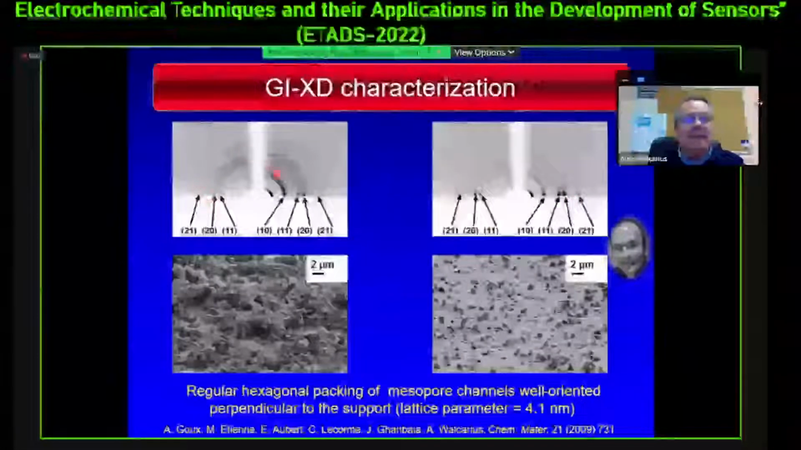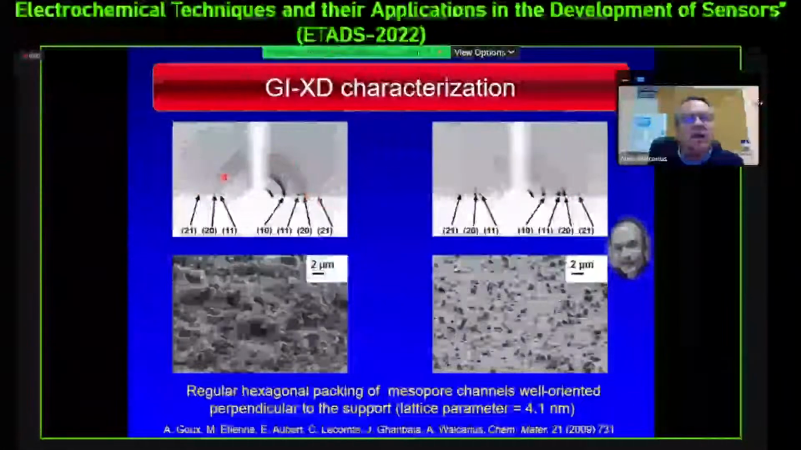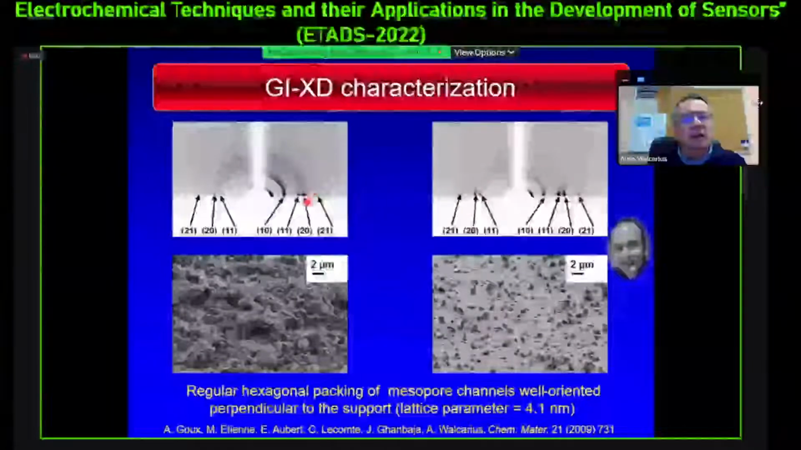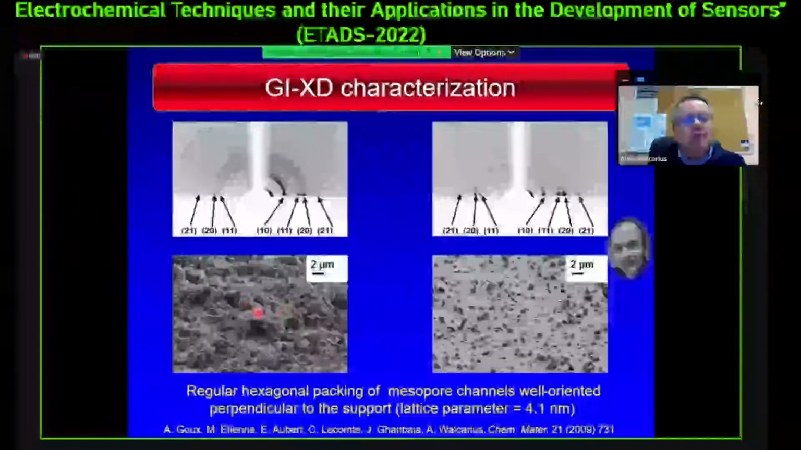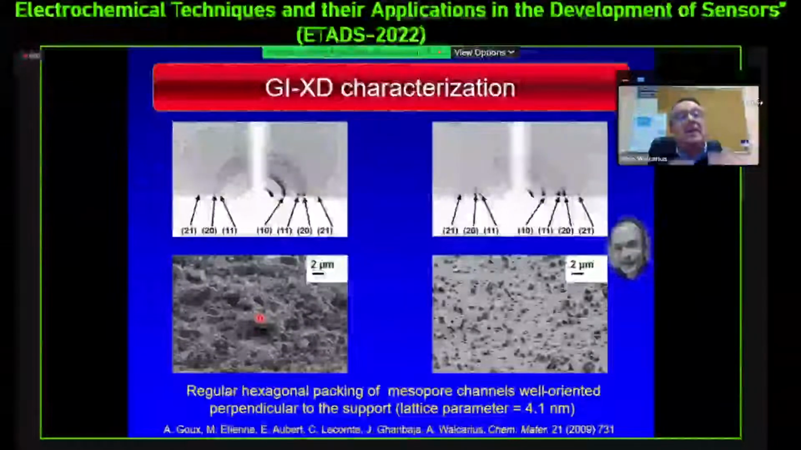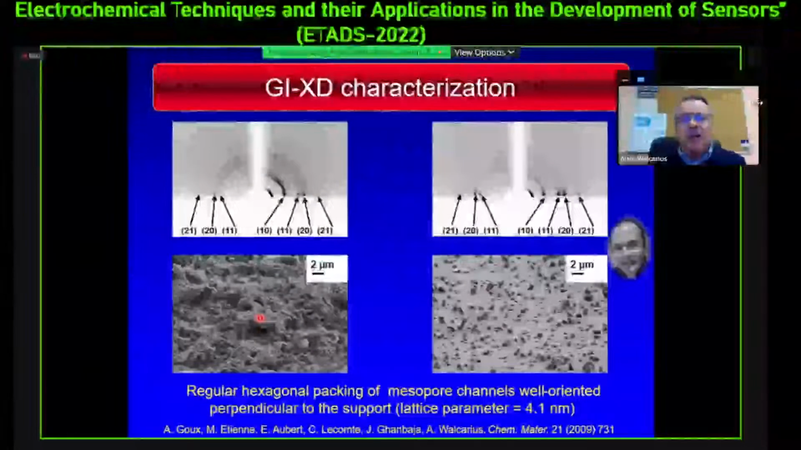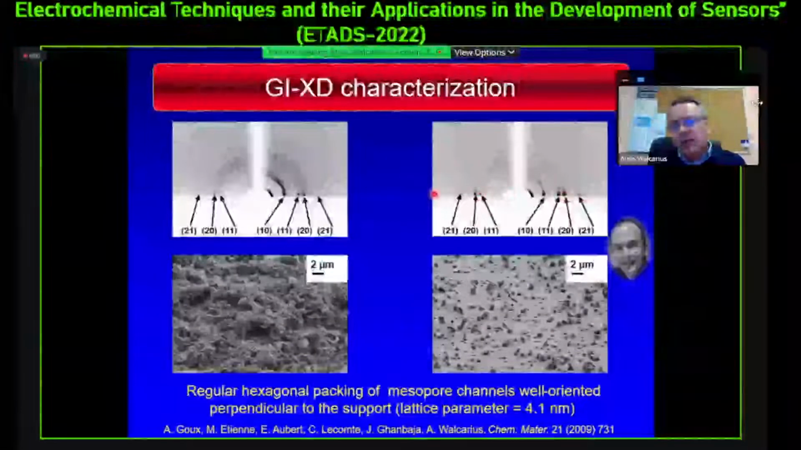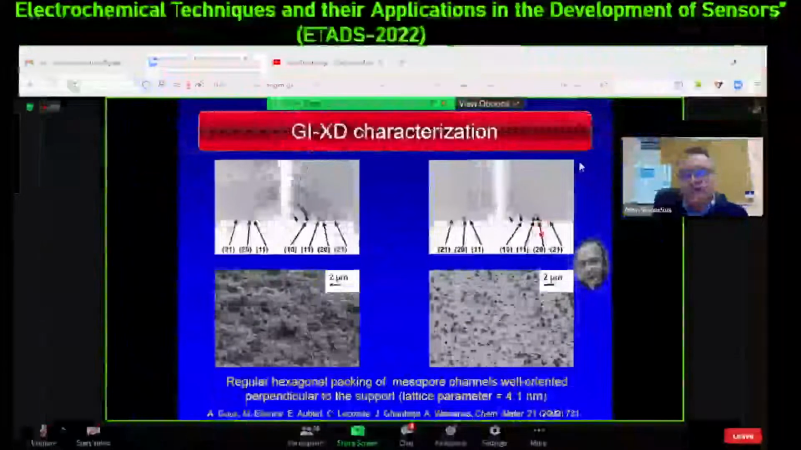In the case with aggregates, we have some arcing here, which is due to the worm-like structure of the particles, explaining the ill-defined XRD signal previously observed. And in this case, we have only the signal at z equals 0.